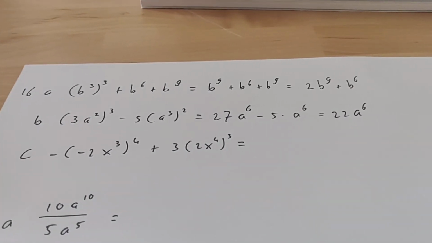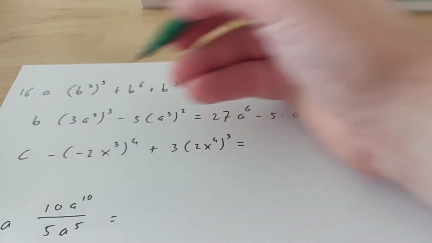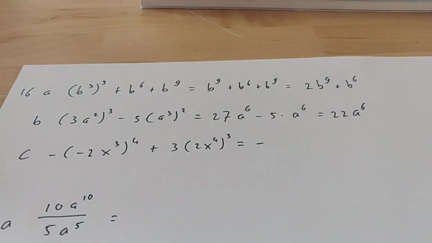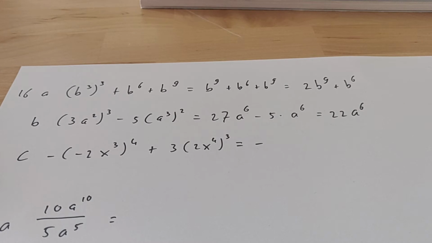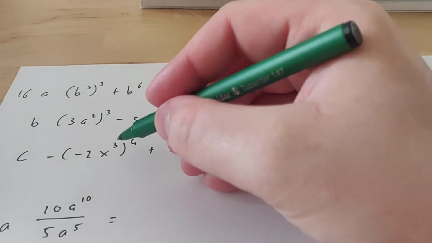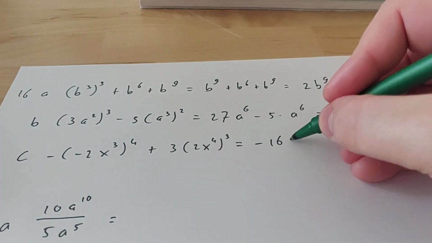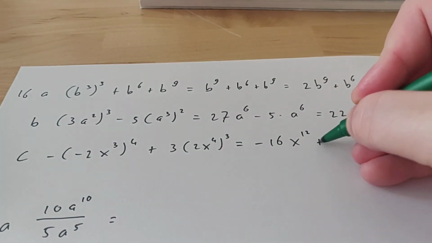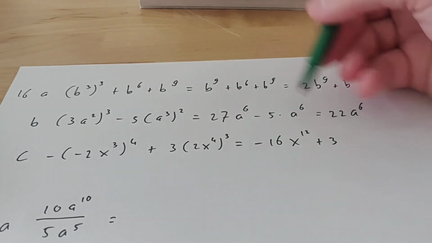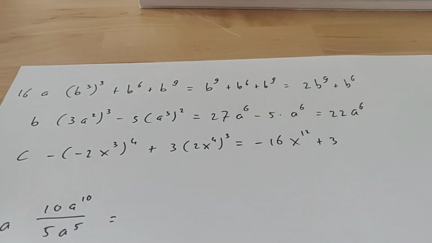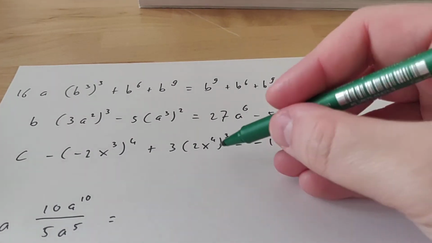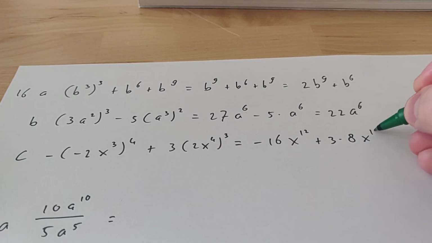Moving on to exercise C. Here we have a minus. So I'm just going to copy that. And then we have minus 2 to the power of 4. So that's minus 2 times minus 2 times minus 2 times minus 2. That's going to be 16. And then we have x, and then 3 times 4 is 12. Plus, I see a 3 here. Right, it's in front of the bracket, so I'm just going to copy it. And then we have 2 to the power of 3. So that's 2 times 2 times 2. So that's going to be 8. And then we have x to the power of 12.